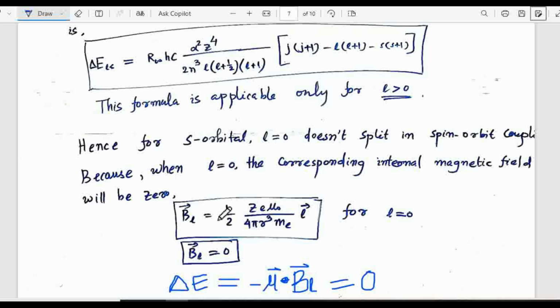The magnetic field formula is B_L. This internal magnetic field is 1 by 2, Z e mu naught by 4 pi, R cubed m_e. Here m_e is the mass of the electron, Z is the atomic number of that atom, and R is the distance of that electron from the nucleus. Now if you put L equal to 0, the value of B_L is 0.